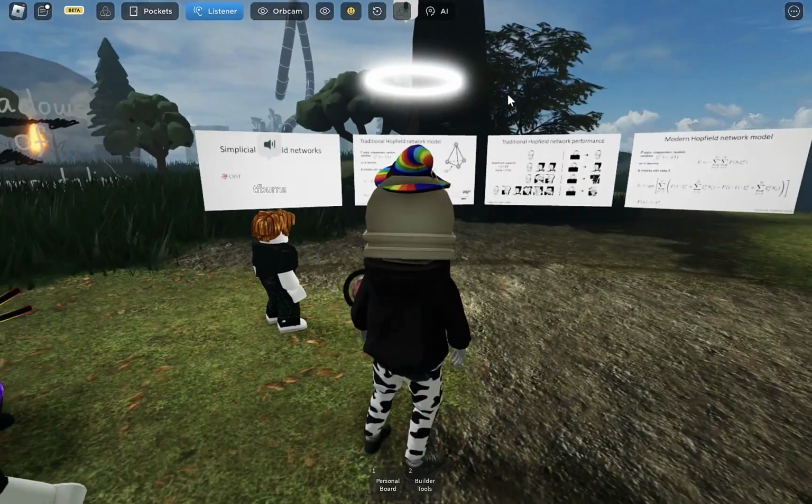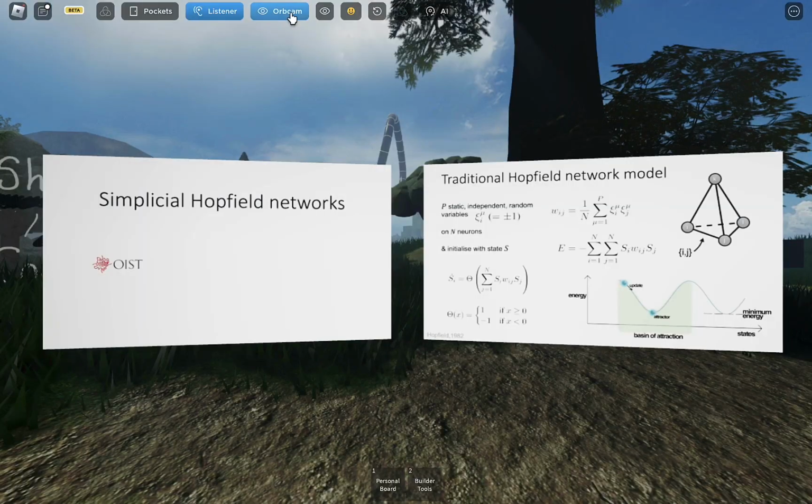So this is Simplicial Hopfield networks. It's a paper that was accepted at a conference called the International Conference on Learning Representations, and the full paper is available there. I'm happy to talk about it more with you afterwards. Also, I can put a link or a PDF on the Discord.